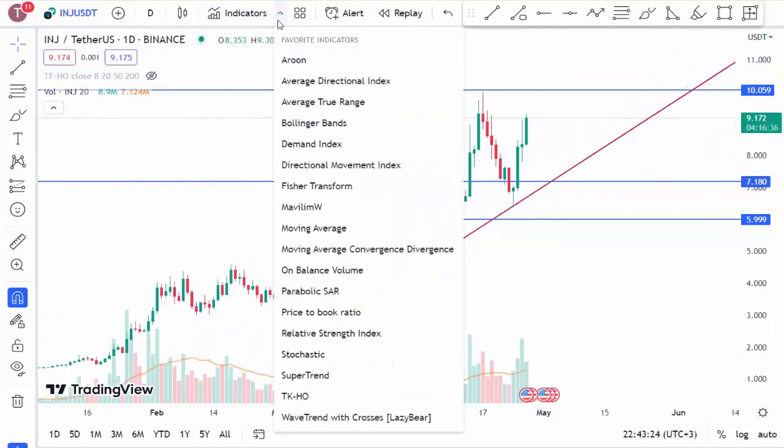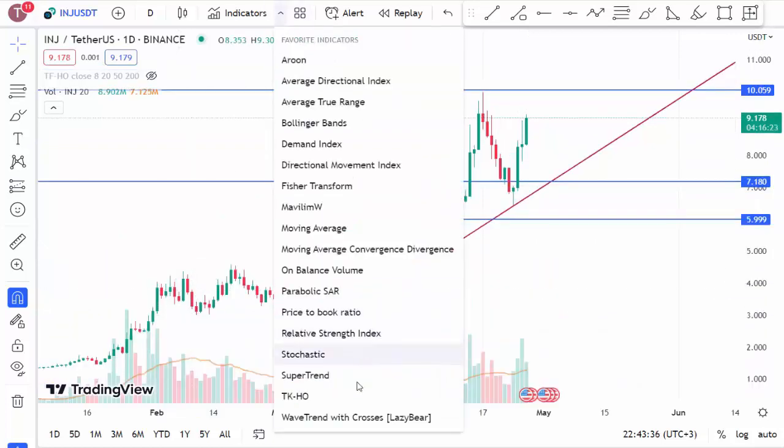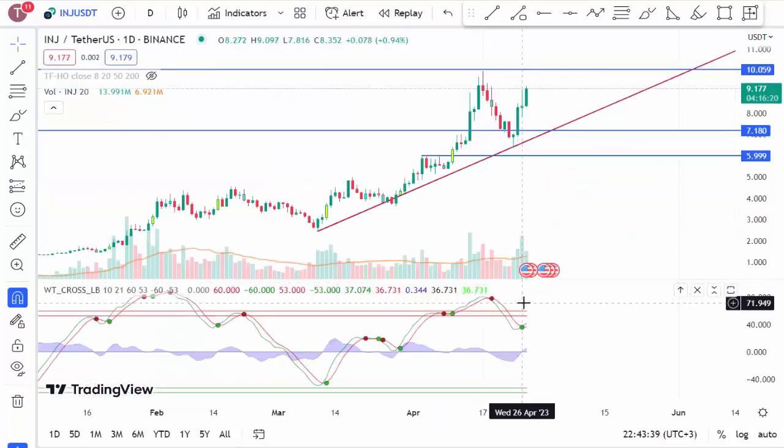If we look at the RSI indicator, it has approached the overbought zone, indicating that the trend may continue for a while. If we look at our wave trend indicator, it has also created a breakthrough close to the overbought zone, indicating that the trend may continue for a while. We can almost predict it.